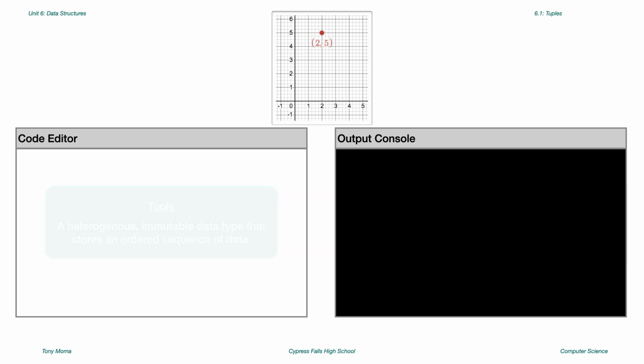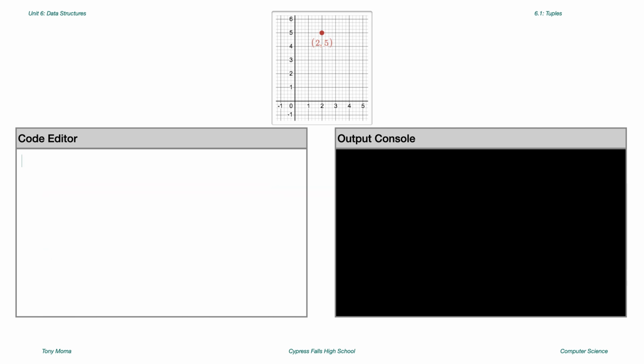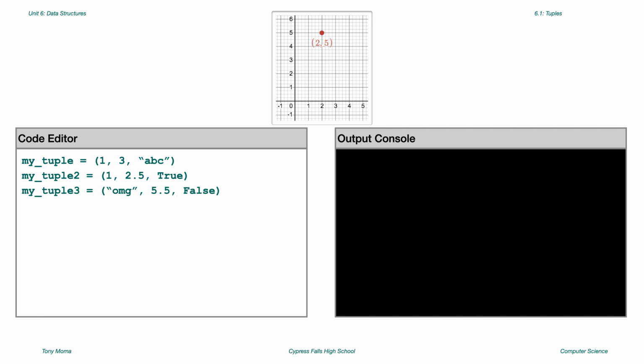First off, what is heterogeneous? Heterogeneous means that the individual pieces of data do not have to be the same data type. Here's what I mean by that. Consider the following tuple. This tuple contains both integers and a string. The first 2 pieces of data are integers, while the third piece of data is a string. Here's another example. Here, the tuple has an integer, a floating point value, and a boolean. In this third example, we have a string, a floating point, and a boolean. In summary, the individual pieces of data inside a tuple variable do not have to be the same type, thus making the structure heterogeneous.